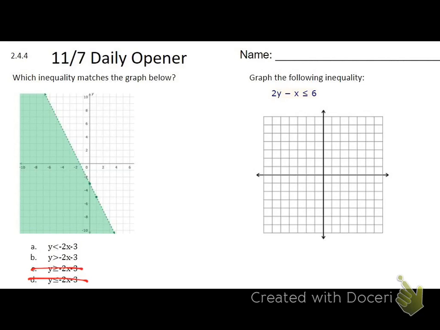Use your test point. Yeah, what test point do you want to use? 0, 0. So we're going to use 0, 0. Okay? So what I'm going to do, I'm going to come over here and I'm going to substitute. So what do I substitute for y? And what I substitute for negative 2 times x is 0, right? Yep. So what's 0 minus 3? Negative 3.